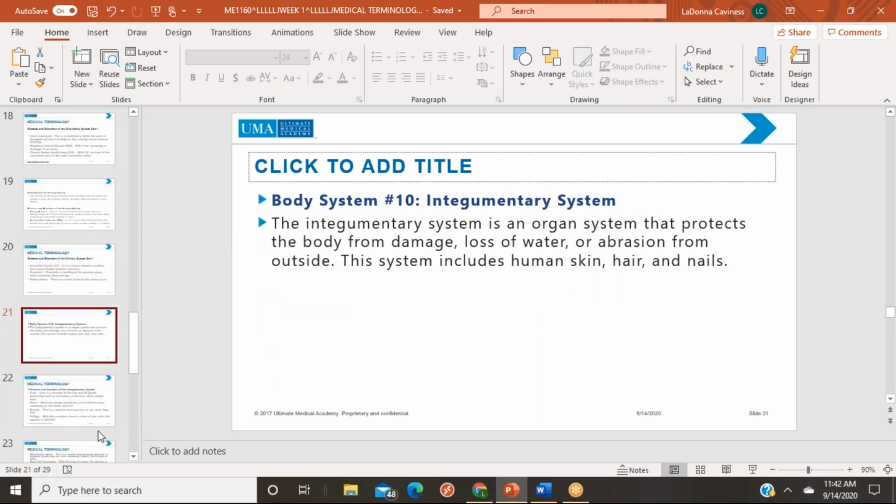All right, body system number 10, the integumentary system. The integumentary system is an organ system that protects the body from damage, loss of water, or abrasions from outside. The system includes human skin, hair, and the nails.